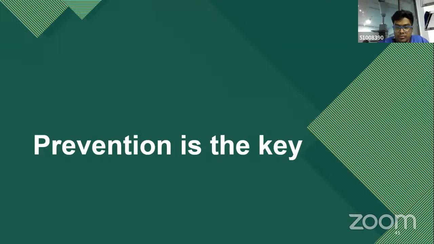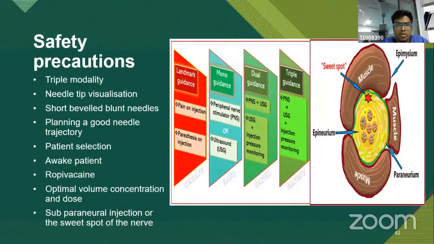Now, how to prevent nerve injury? Of course, prevention is the key. So what are the safety precautions? Use triple modality, which is the safest: PNS, USG, and injection pressure monitoring. Always the needle tip should be visualized. It's not enough to see only the shaft of the needle; tip visualization is more important than the shaft. Then use short beveled blunt needles, as I've said before.